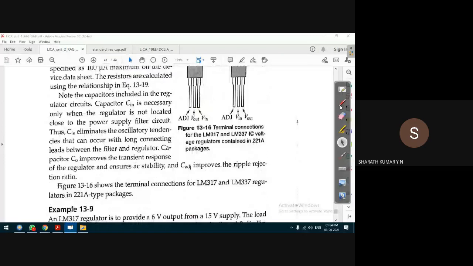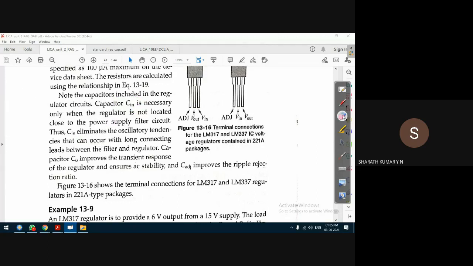The capacitor C1 included in the regulator circuit is necessary only when the regulator is not located close to the power supply filter circuit. That means if the regulator is not very close to the filter circuit, then C1 is necessary because C1 will provide the additional filtering operation. So C1 eliminates the oscillatory tendency that can occur with the long connecting leads between the filter and the regulator.